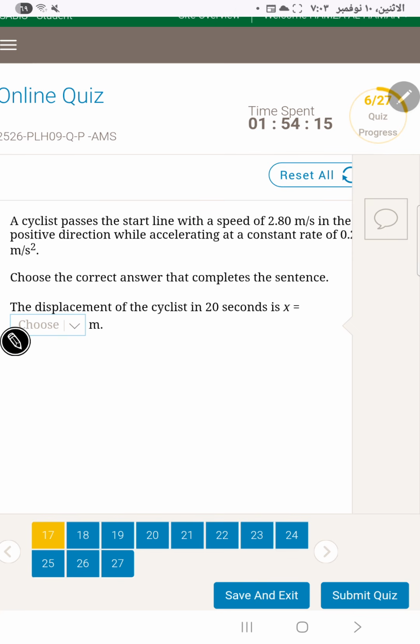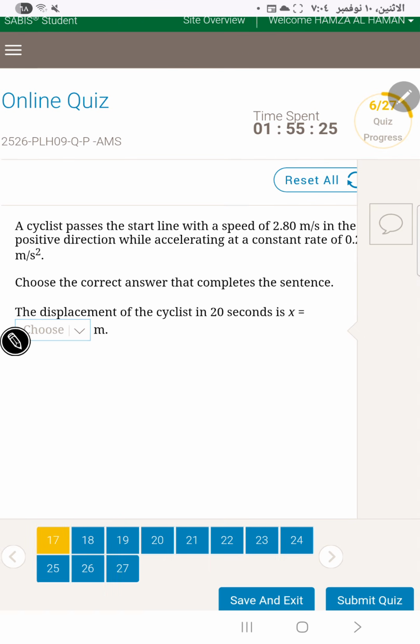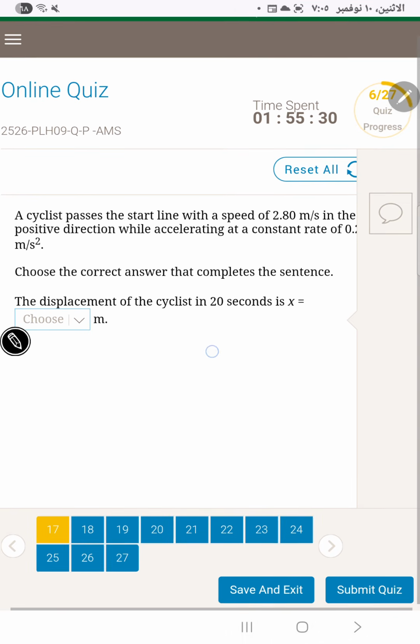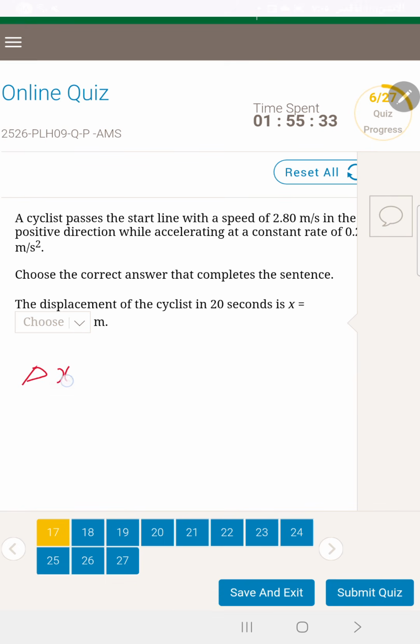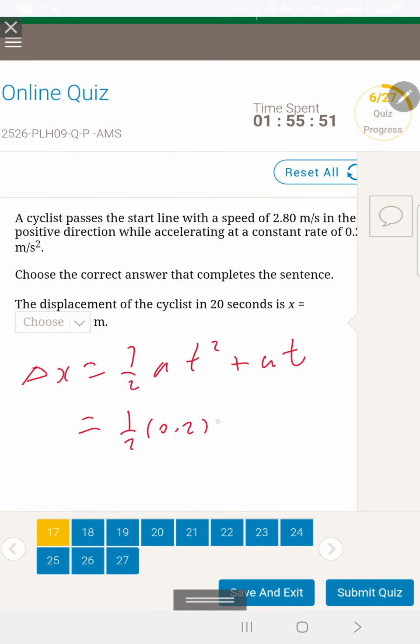So here you have to find the displacement, so you have to use delta x. Delta x is equal to half at squared plus ut. This is the way you find the displacement in case you are given the acceleration, the time, and initial speed. So half times the acceleration, 0.2, times the time, 20, squared, plus initial velocity, 2.80, times the time, which is 20.